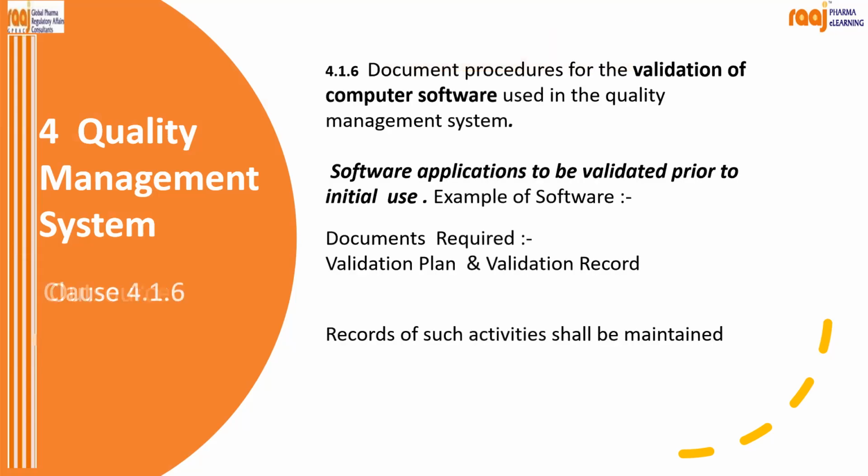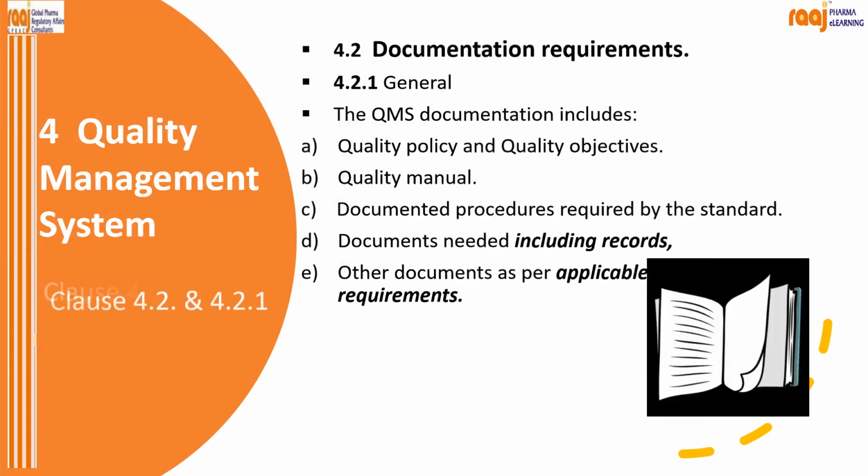Then come to 4.1.6, document procedure for the validation of computer software. Wherever you are using your PCB or computerized system, see to it that it is validated. The validation plan and validation records should be available for such kinds of activities.